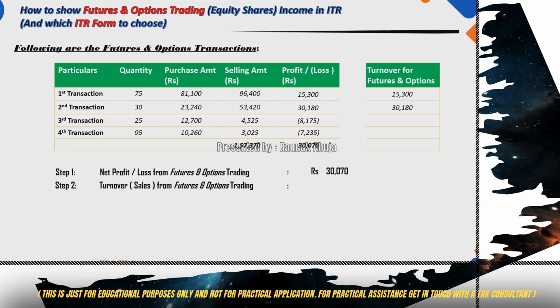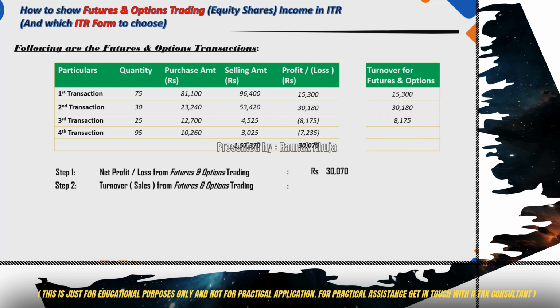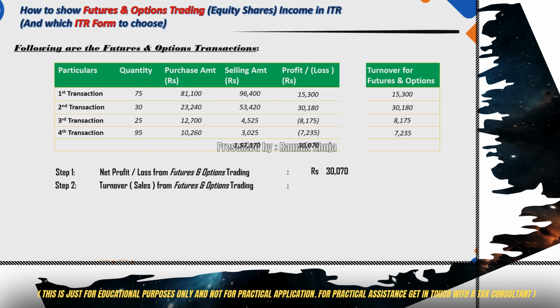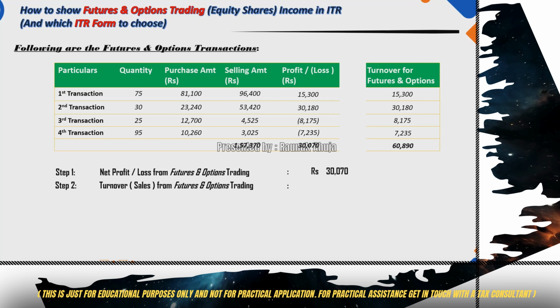This means the turnover for the third transaction would be 8,175. This means we'll be simply ignoring the negative sign. In the same way, for the fourth transaction, the turnover would be 7,235. Here again, we ignore the negative sign. And thus, the turnover for futures and options would be rupees 60,890. Accordingly, the answer to step 2 would be 60,890.